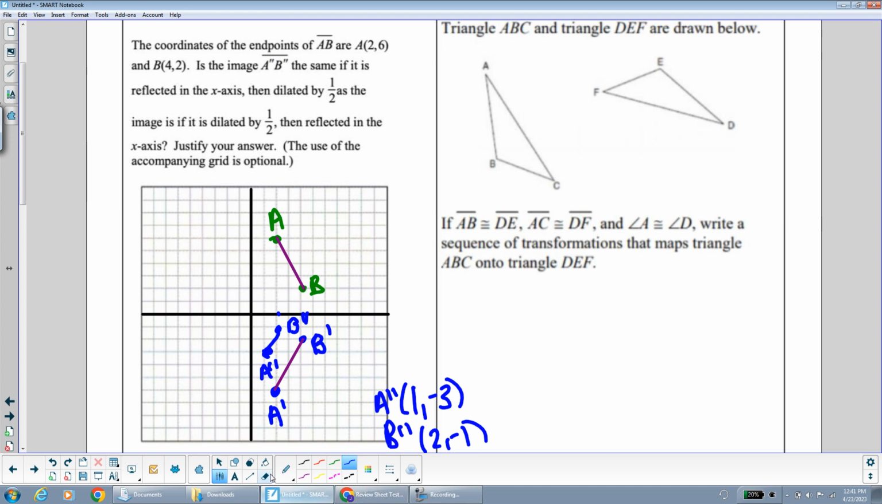Let's do it the other way, first dilating the points and then reflecting over the x-axis. So I'm just going to reset over here so that we can do it the other way. Okay. So if I take the original points and multiply them by 1/2 to do the dilation first, A prime would be 1, 3. And B prime would be 2, 1.